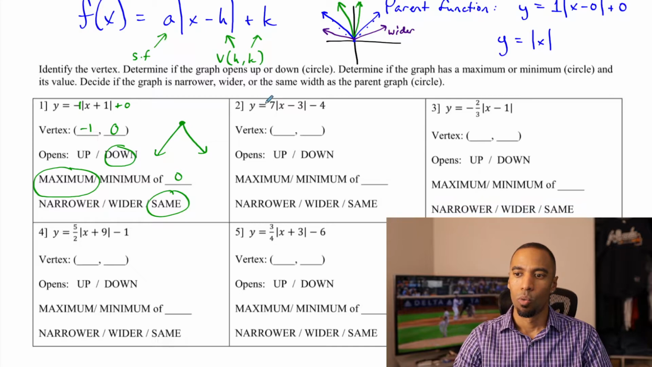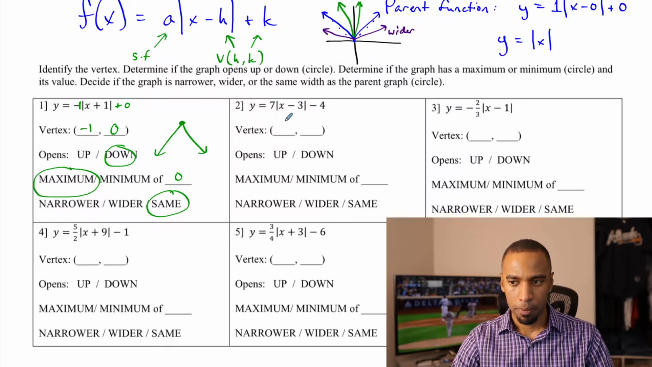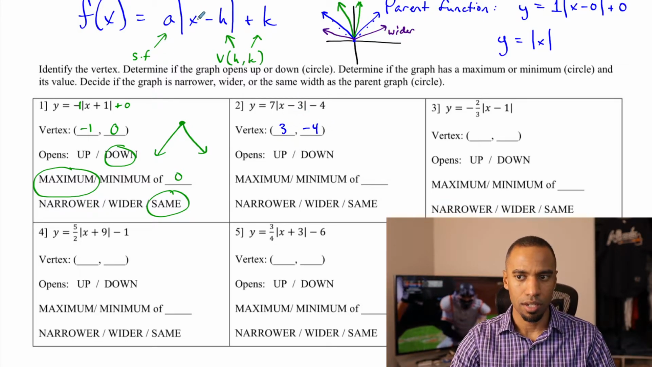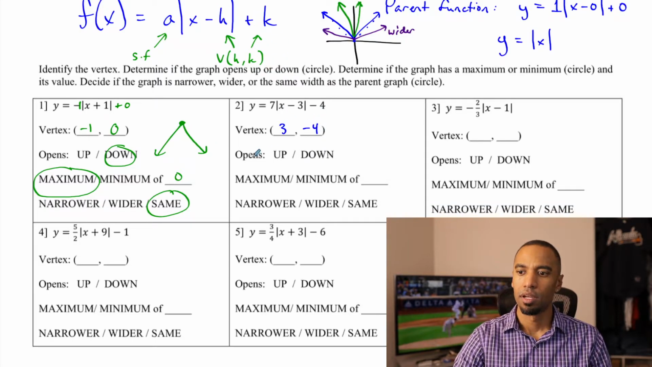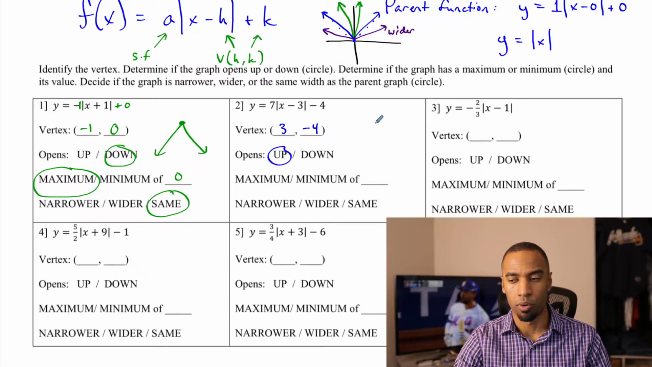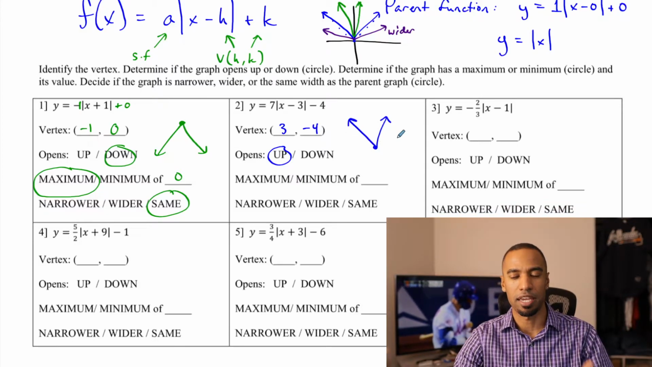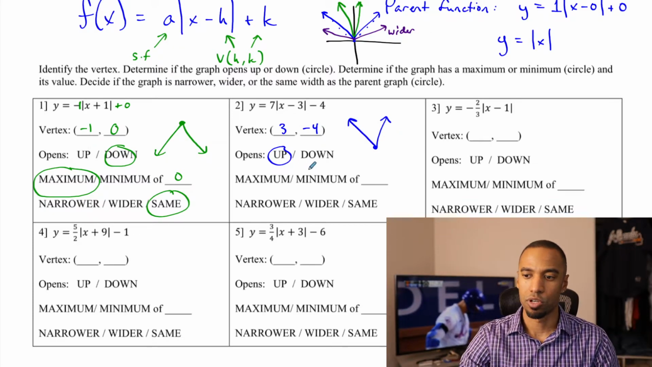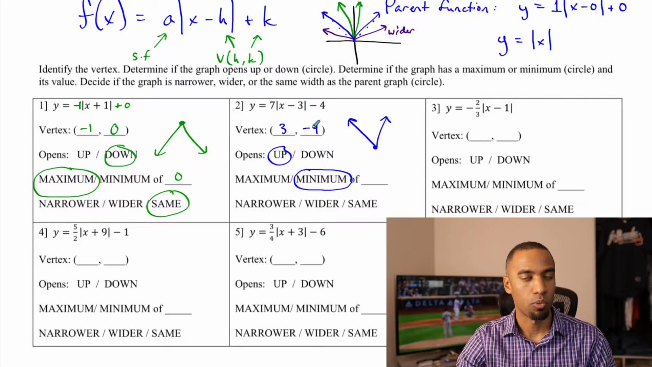All right, number 2. y equals 7 times the absolute value of x minus 3, and then minus 4. Flip, keep, all right? That idea is based on the formula, less of the why, more of the how. Flip and keep. Because it's a positive a value, this thing will open upward. That means the graph appears in this form right here. Therefore, the vertex being a bottom point means there is no maximum, but there is a minimum. And of course, the minimum occurs at the y value of your vertex.